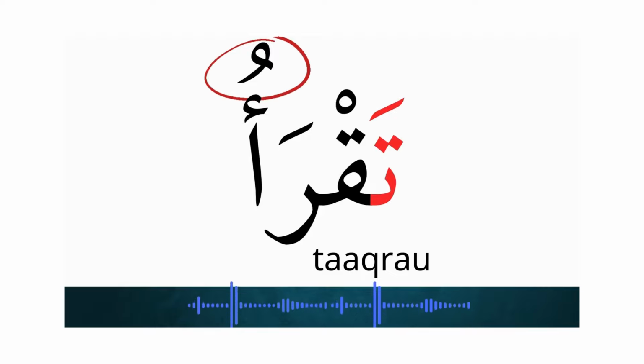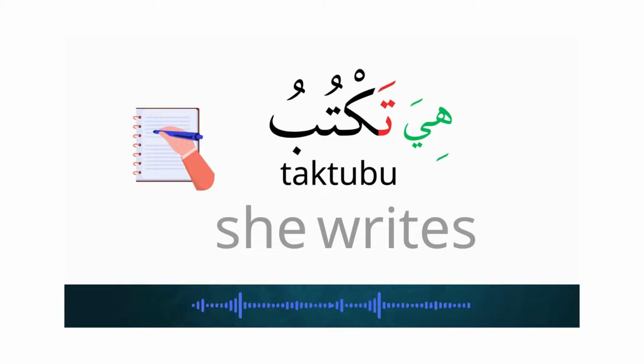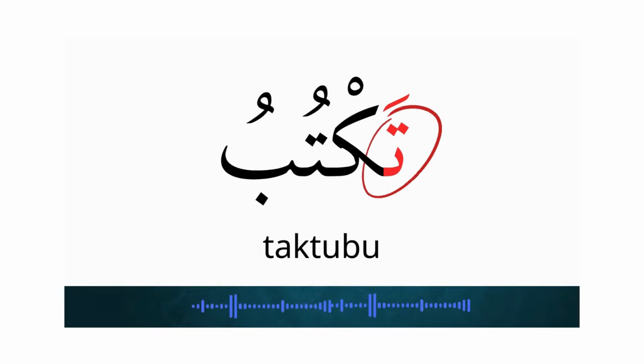She reads. And doing the same thing with the verb كتب, which is already in the infinitive form. كتب. Conjugating with هي, we always need to add ta at the beginning of the verb. هي تكتب. We are keeping the bu sound at the end of the verb always. هي تكتب, which means she writes.